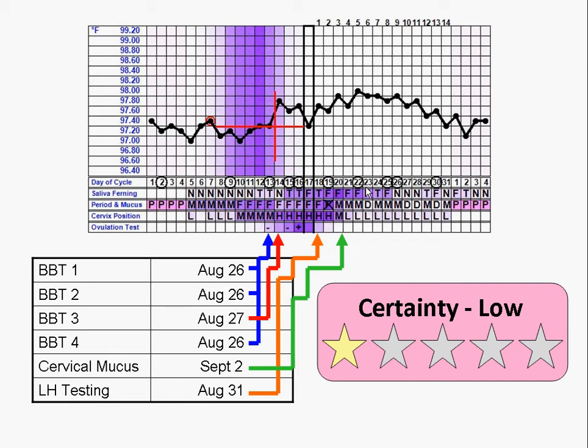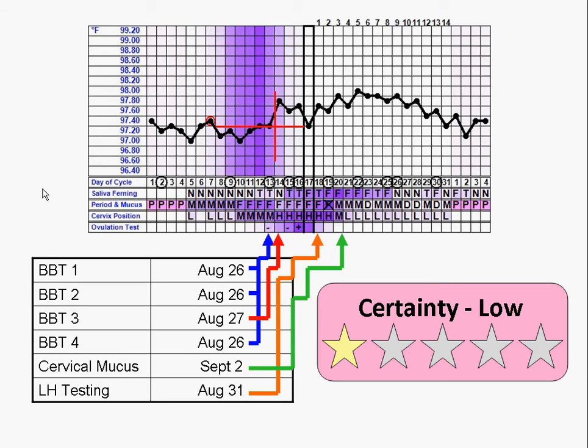In fact, here it's shown as cycle day 17 is the overall estimated ovulation date considering all the symptoms, but the certainty of that specific date is low because we have many different reporting factors that are actually suggesting different dates.